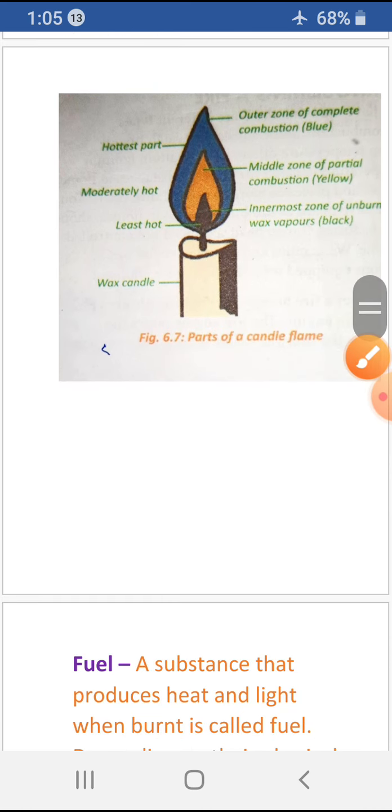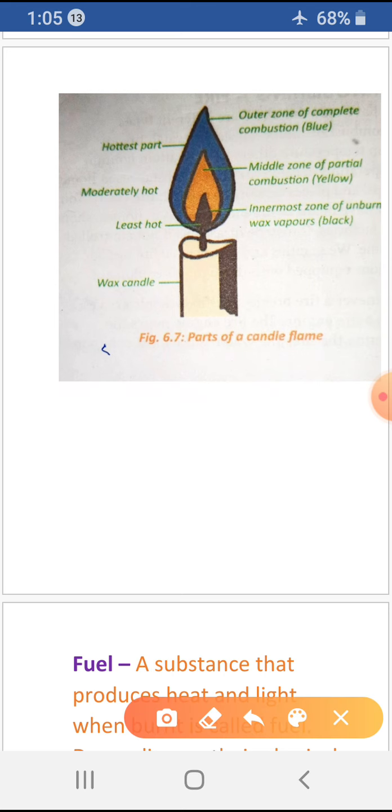Now let us observe all these characteristics with the help of diagram also. Here is the diagram of a candle flame, in which its three parts are shown. First is innermost zone of unburnt wax vapors. As I told you, no burning takes place and its color is black. Here is the portion which is innermost zone.